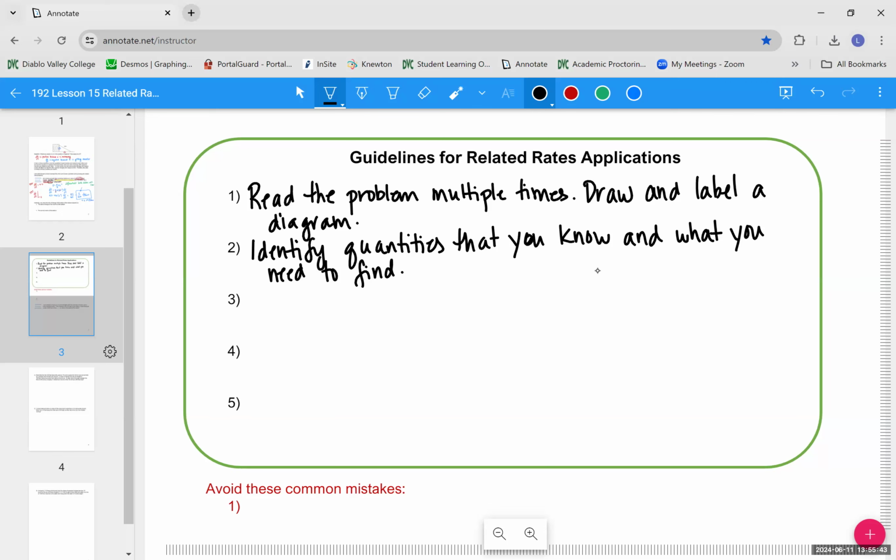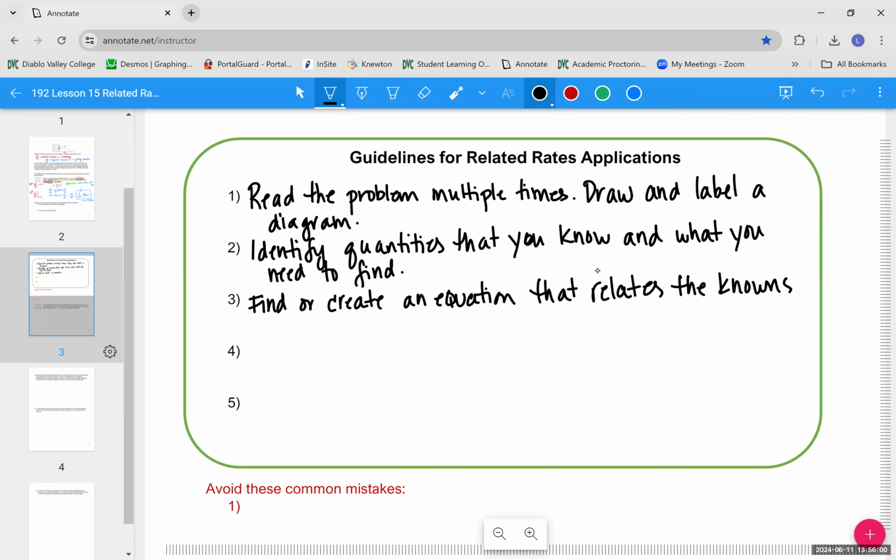So then we need to either find or create an equation that relates the knowns and unknowns. Oftentimes, this will just be an existing geometric formula, like the volume of the sphere, right? Or the volume of a cone, or the Pythagorean theorem, or something like that. Okay.